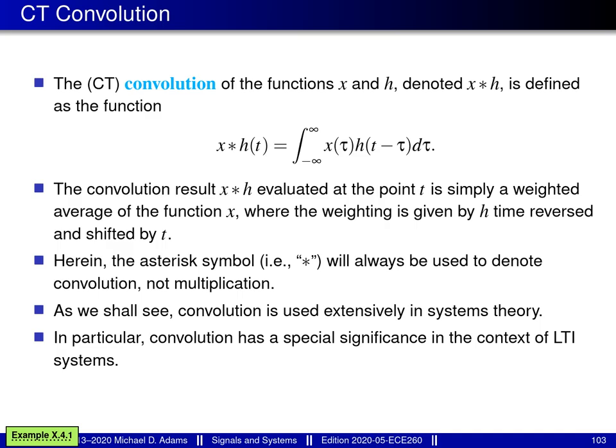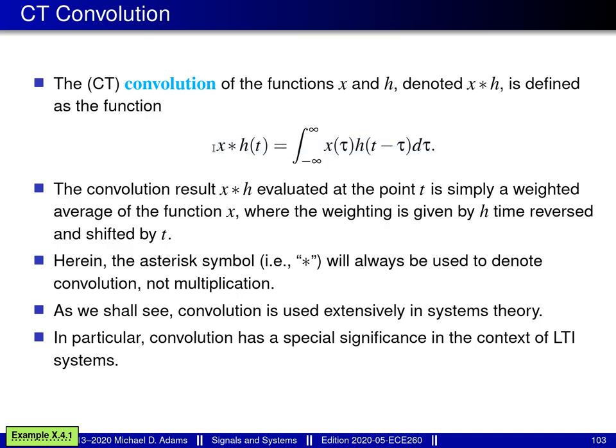On this slide, I need to introduce a mathematical operation known as convolution. So essentially, convolution is an operation that takes two functions as operands and produces a function as its result. Looking at the definition at the top of the slide, the convolution of the functions x and h, which we denote by x star h, is defined as the function given by this particular formula here.